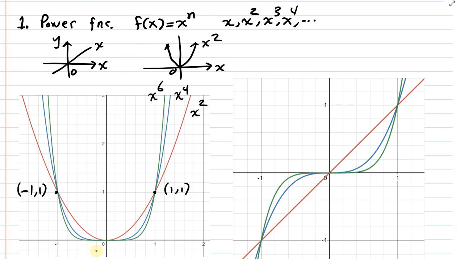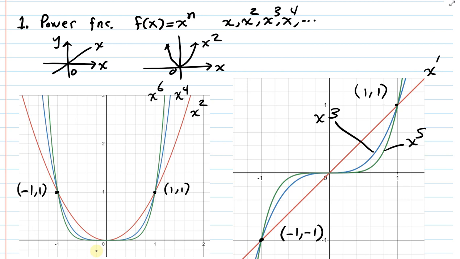When x is 1, y is 1, and the same thing with this one. When x is 1, y is 1. All power functions go through 1, 1. And then in the case of odd powers, what I have here to the right is x, then x cubed, and the red one is x to the fifth. Again, all of them go through 1, 1. If the exponent is even, for even powers, the graph goes through -1, 1. And for odd powers, the graph goes through -1, -1.